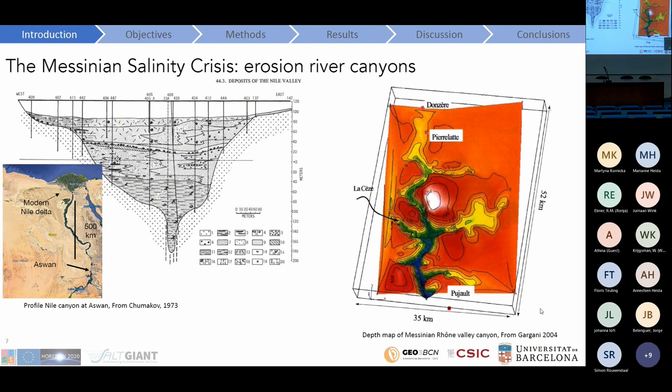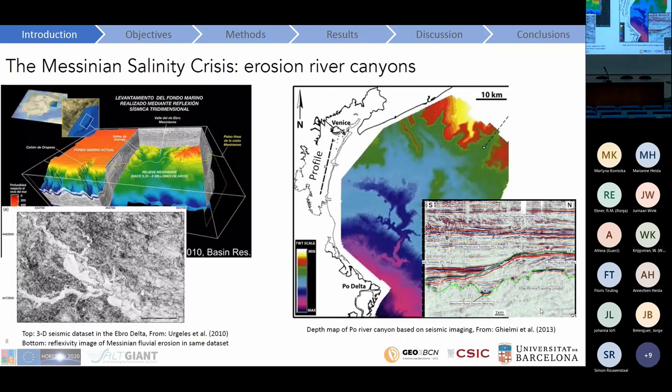And similarly, we see river incision in the Rhone Valley Canyon from seismic reflection data and well data. We have a few more examples from more illustrative 3D seismic data, for example, here in the Po or in the Ebro River in the south of Spain. And where we see also the fluvial network in the reflectivity images. And an example from the Po River in North Italy, where similarly we see a clear Messinian erosion surface in the base of the Pliocene.